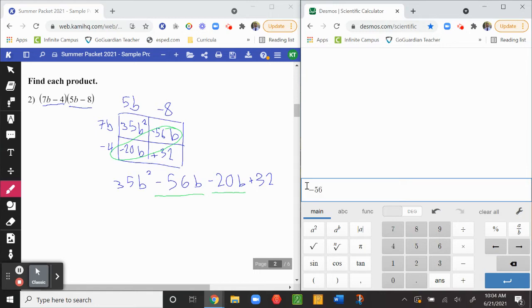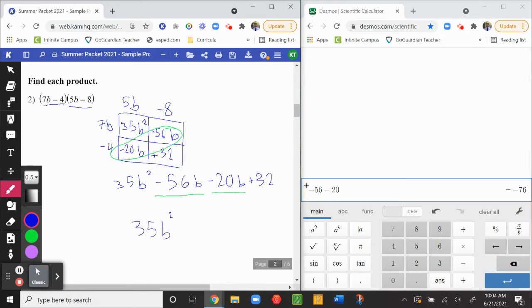Negative 56 minus 20. Negative 76. That makes sense. Since I'm adding and subtracting, combining, I started with a negative and then combined it with another negative, it got even more negative. So my final response, the 35b squared didn't change.